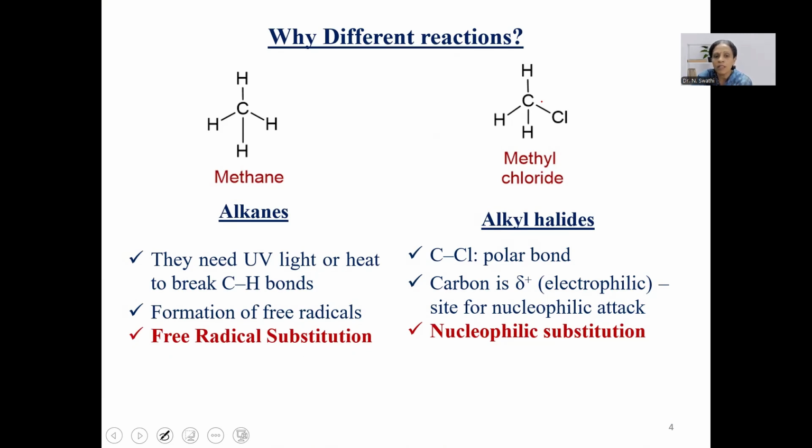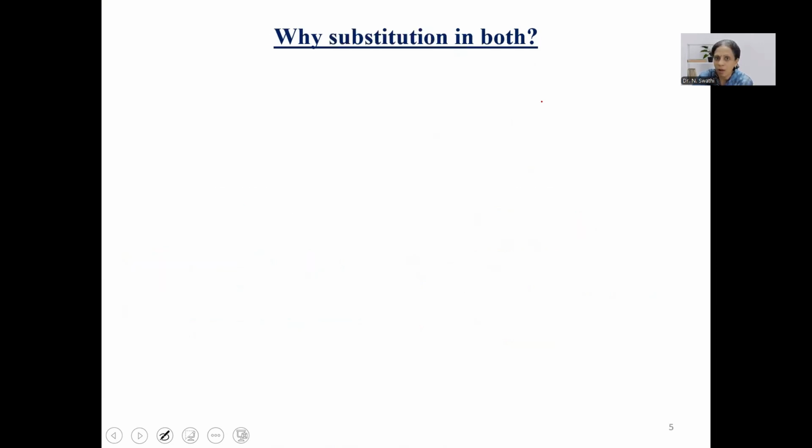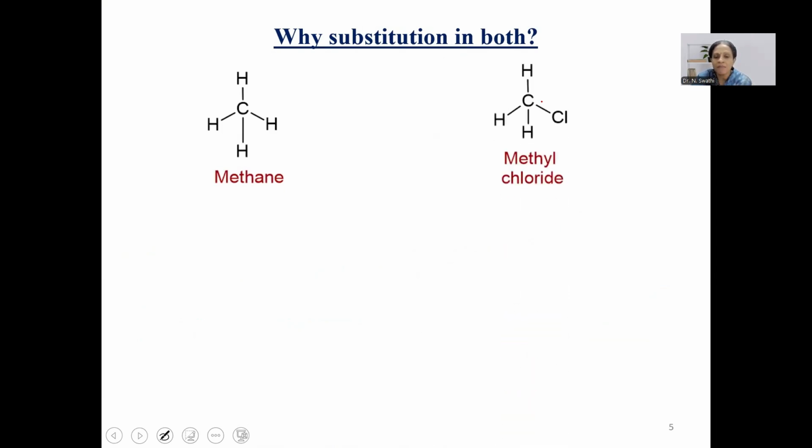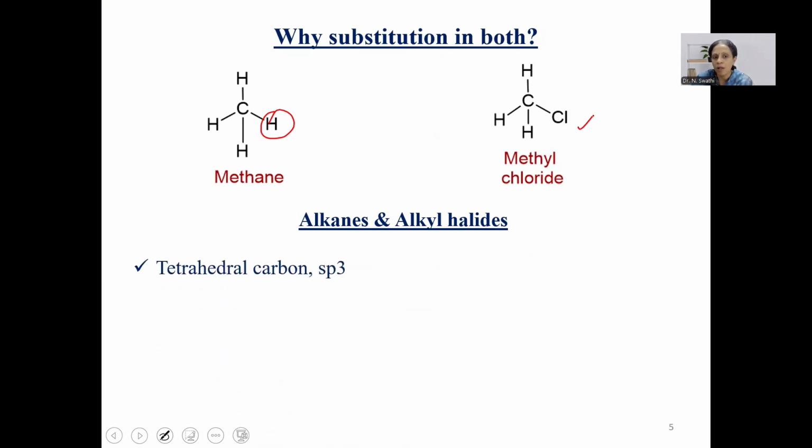Even though these two molecules undergo different types of reactions, one thing is common: they both undergo substitution reactions, but not addition reactions. Now let's find out why. In alkanes and alkyl halides, you can see there is structural similarity. If you replace one hydrogen in an alkane with chlorine, it becomes the corresponding alkyl halide. So both categories of molecules have a similar geometry.